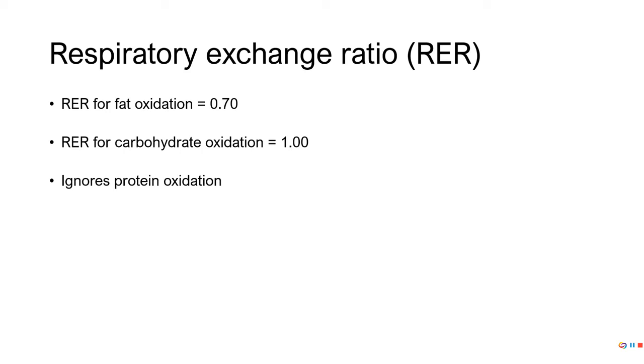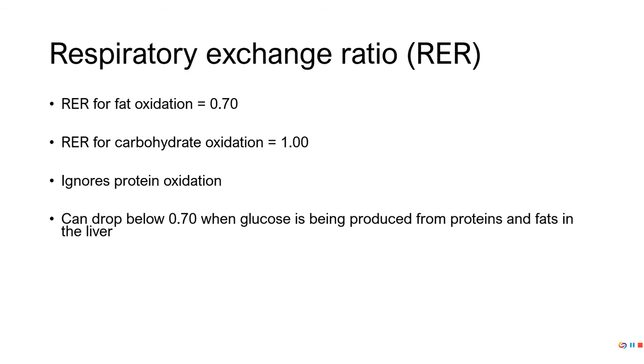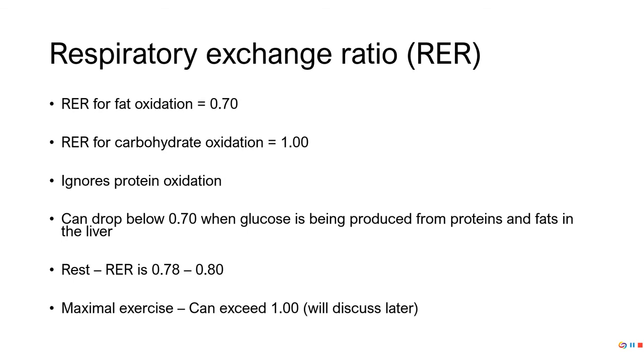Now, it's also possible that RER can drop below 0.7, and this happens if gluconeogenesis is occurring, and it can also exceed 1.0, which we'll get to in a minute. Typically at rest, RER is about 0.8. And like I said, you can exceed 1.0 during maximal exercise. If someone's doing a max test, we'll start out around 0.7, 0.8, and it can get above 1 as we get near max or above max.